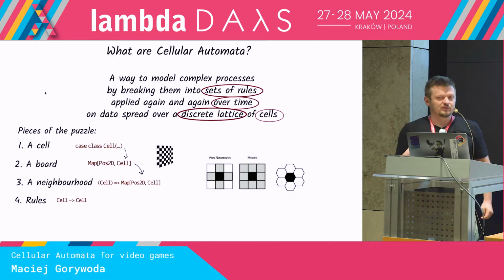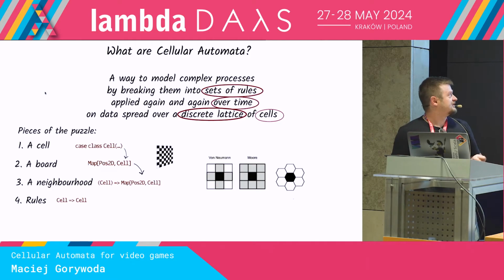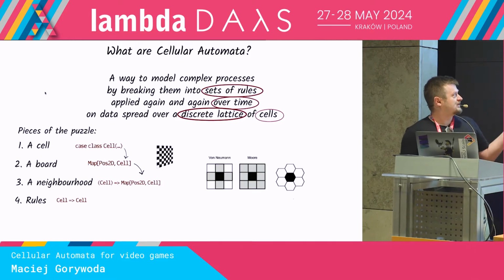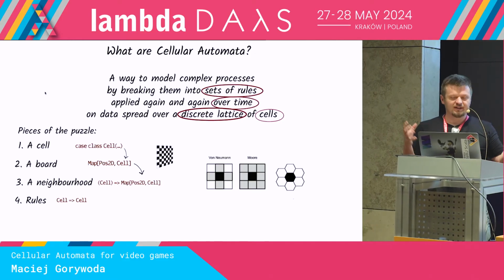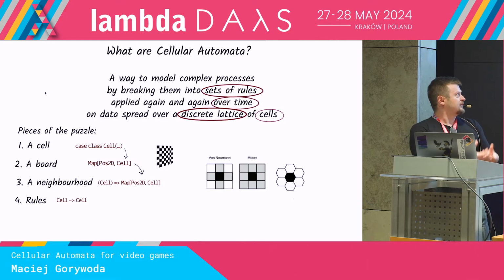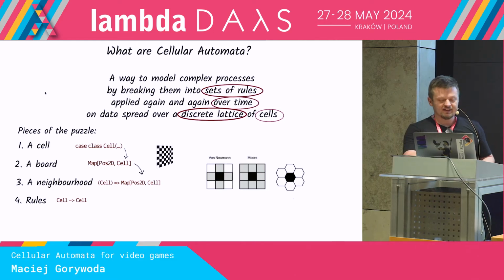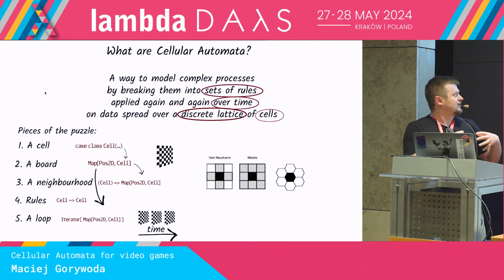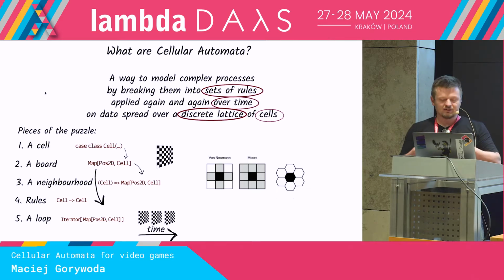And then there are rules. If you were here for the last hour, you already know the drill. We have a cell. From the cell, we can get the neighborhood, and together they create a new state of the cell, and by doing that on all cells on a board, we have a new board. Then we need a loop or some sort of iterator that will create new boards, one after another, until we get something that we can call a result.